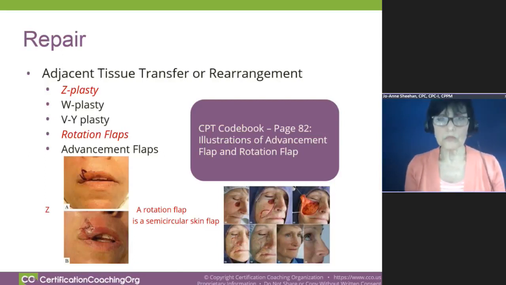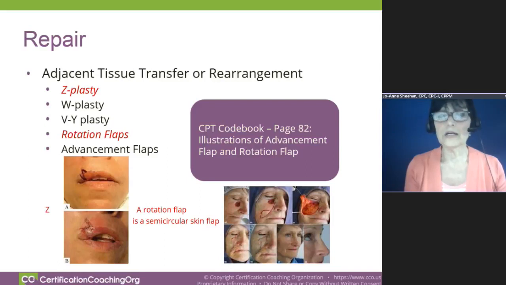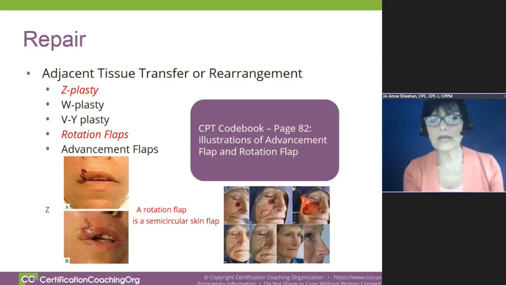Some of the examples of tissue transfers and so forth are Z-plasty, W-plasty, V-Y-plasty, rotation flaps, and advancement flaps. And to the left, as you can see, this is a Z-plasty. It's pretty obvious just by looking at the picture that this repair, and plasty means repair, is shaped like the letter Z. See, so that will help you. And the same goes for the W or the V-Y. And then to the right here, we have a rotation flap, and it's a semicircle skin flap.